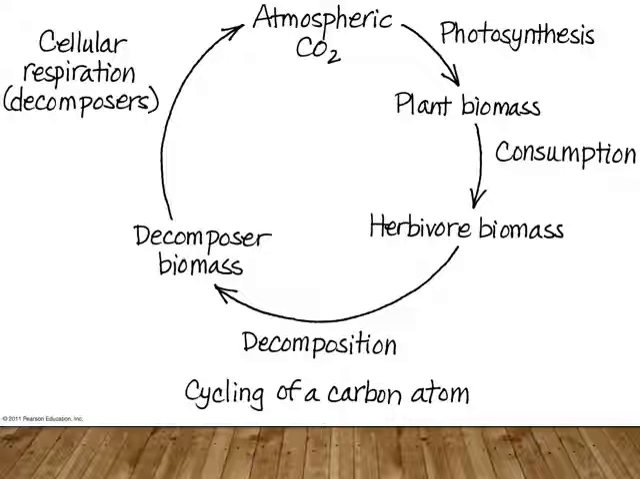Look at this diagram, which shows us the cycling of a carbon atom. Let us begin with the cellular respiration process by decomposers, which is the source of atmospheric carbon dioxide. Then the process of photosynthesis takes place in plant biomass, and the consumption of plant biomass by herbivores takes place, then decomposition by decomposers takes place.